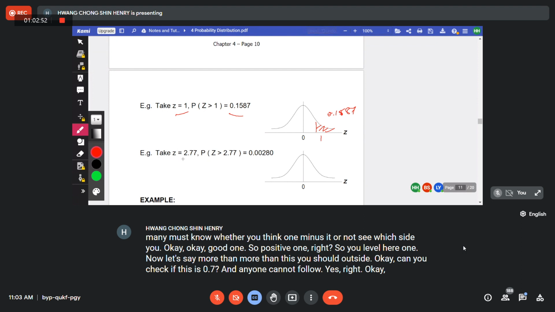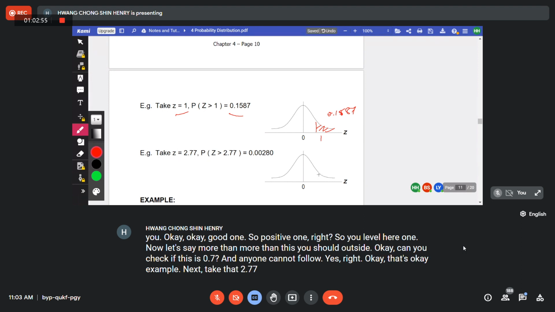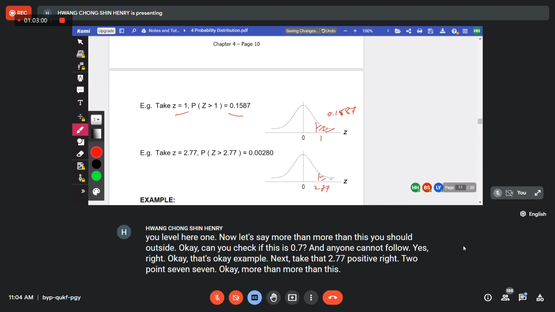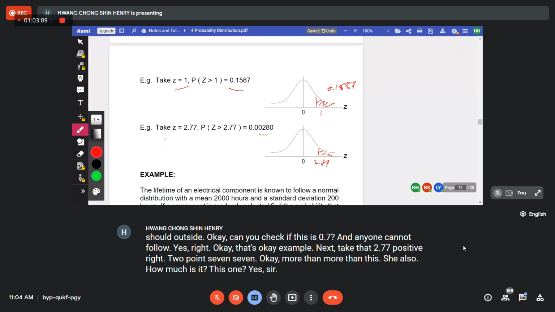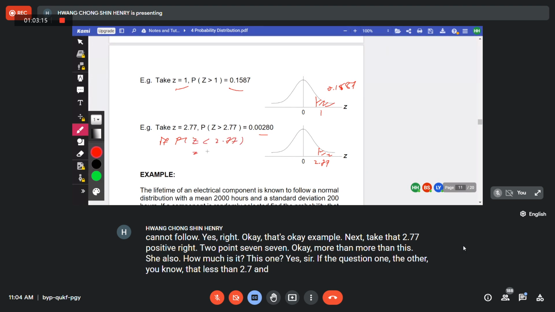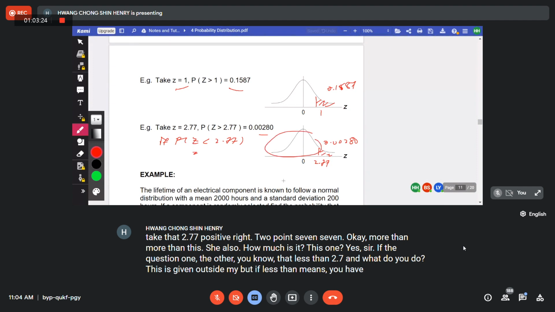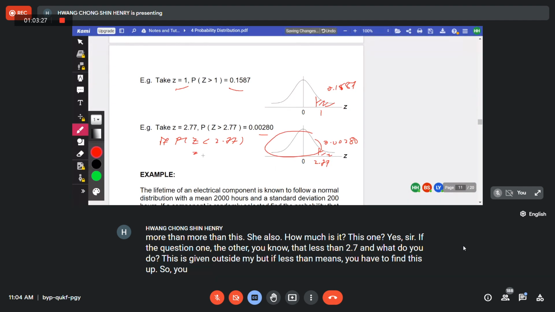Okay, let's look at example next. Take z 2.77, positive, right? 2.77. Okay, more than means straight outside. How much? Is it this one? Yes or? If the question is the other way around, z less than 2.77, then what do you do? This is given outside mark. But if less than that, means you have to find this out. So you have to take 1 minus 0.0280. Simple as that.